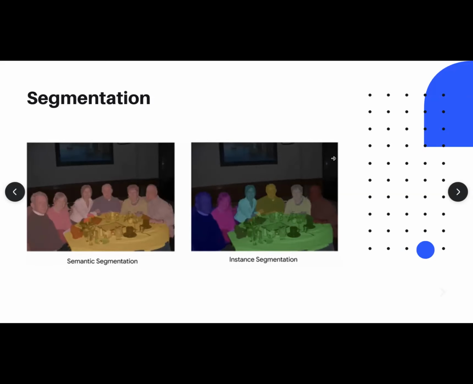Whereas for instance segmentation, we care about where each object is, and for each object, what its mask is. So here, for example, we have person number 1, this is his mask. Person number 2, this is his mask. Person number 3, person number 4, 5, and 6. And then we have table number 1. If we had another table, it would be here also with its own color, meaning it is completely separate from this object.